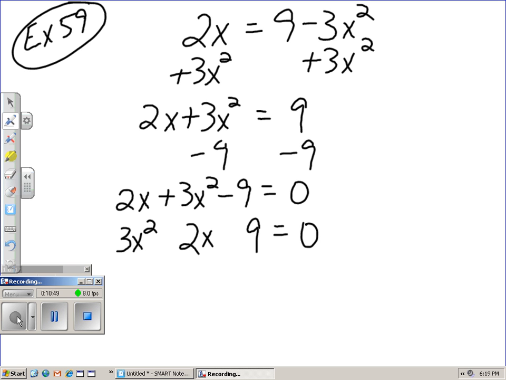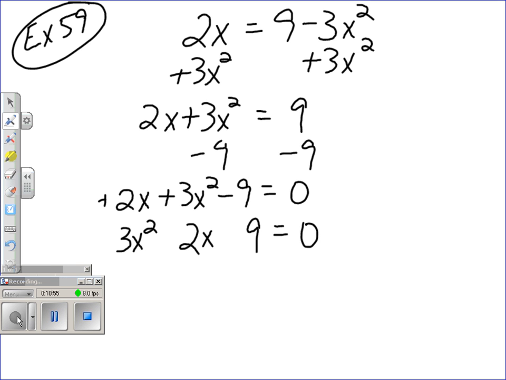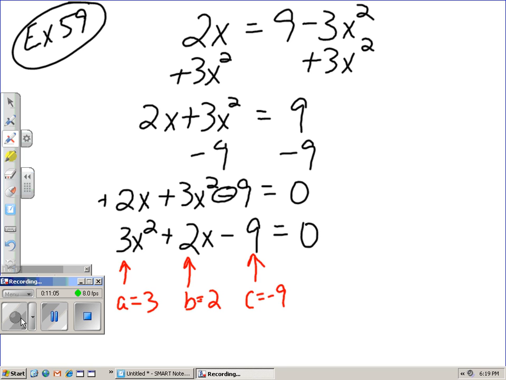So that's the order I want them in. Just make sure that their sign went with them. The 3x squared moved to the front. It was positive. It's still positive. 2x was positive up here. It's still positive. We'll call that plus 2x. Same thing. And 9 was negative up there. It's still negative. We'll call it minus 9. So everything's good. So a equals 3, b equals 2, and c equals negative 9.